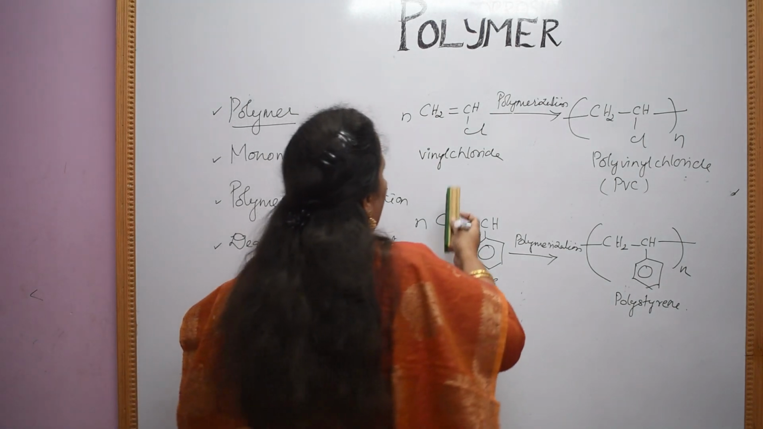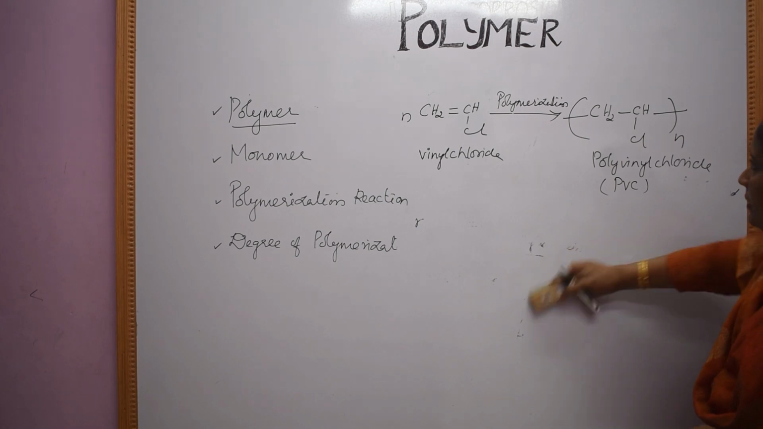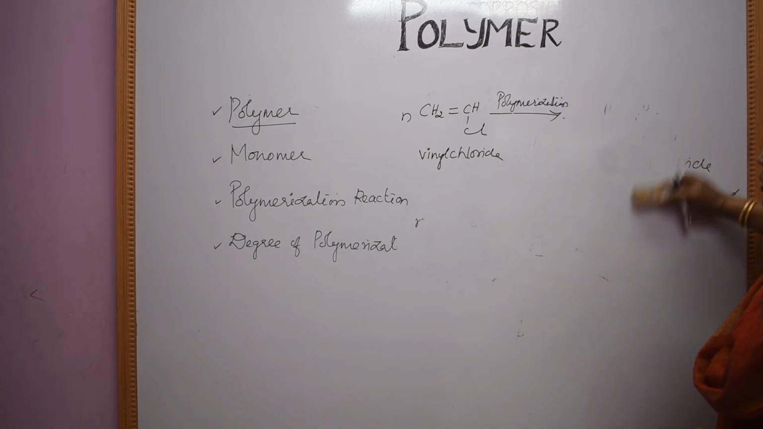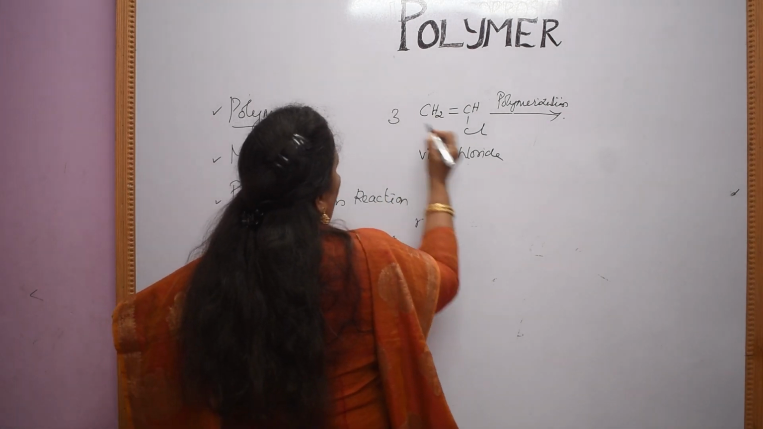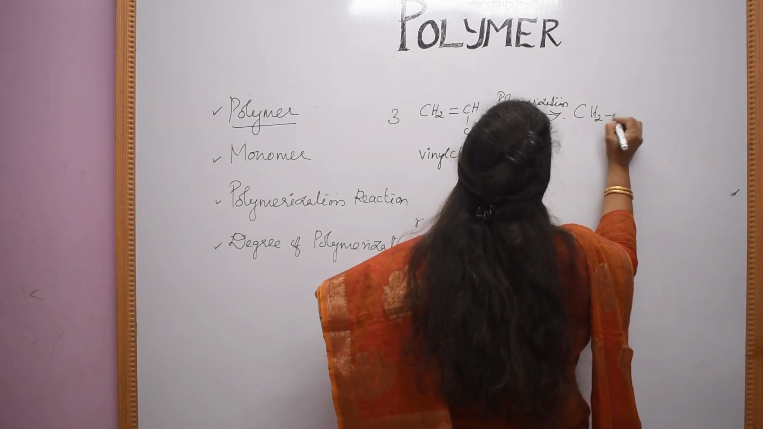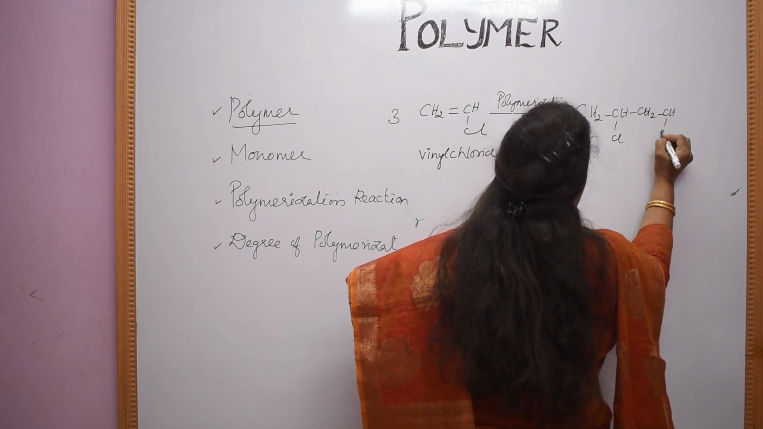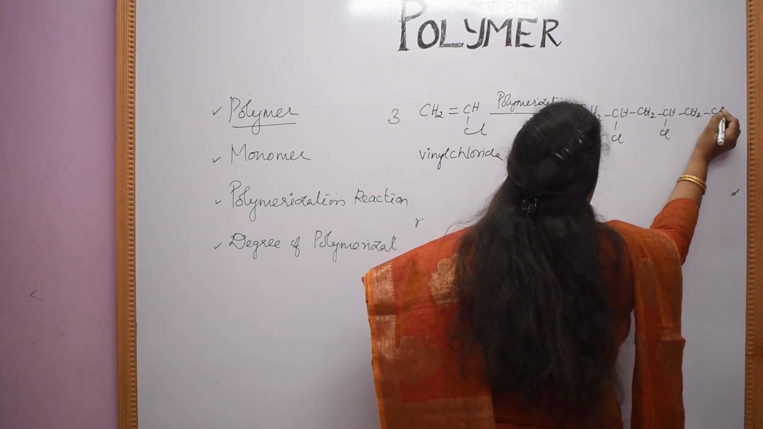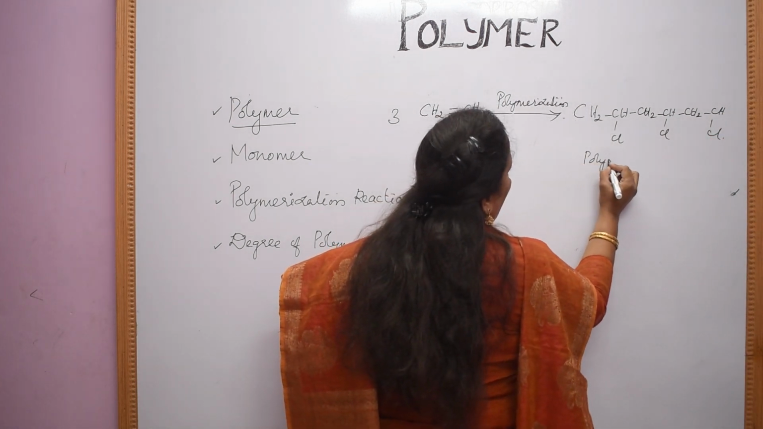So now let us consider the formation of a polymer, to know what is a monomer. Say vinyl chloride is undergoing polymerization. I am taking 3 vinyl chloride. So what may be the structure? CH2, CH, Cl, CH2, CH, Cl, CH2, CH, Cl. Okay, so this is your polyvinyl chloride.